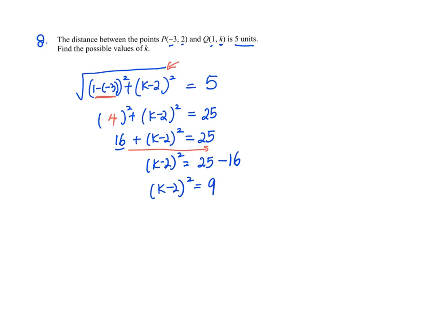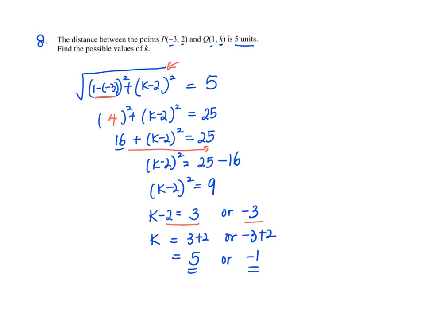Now, when I take the square root of 9, how many answers will it give me? I have 2 answers, right? I'll have positive 3 or negative 3. And after which, to find the value of k, I'm going to add 2. So 3 plus 2, or negative 3 plus 2, which gives me 3 plus 2 is 5, or the number negative 1. Okay, so this is something quite familiar that we have done before. Hopefully you can recap and remember a little bit.